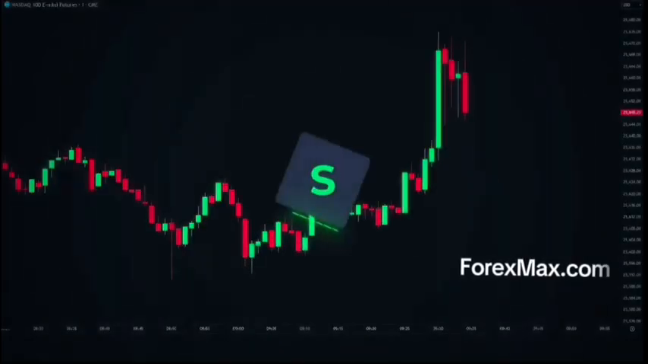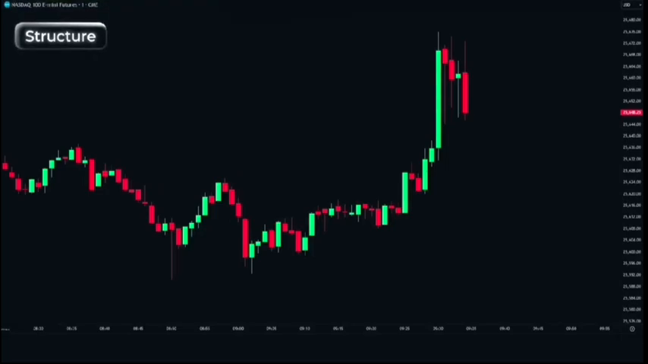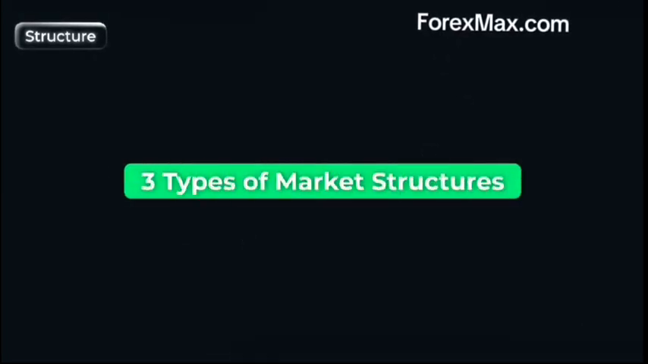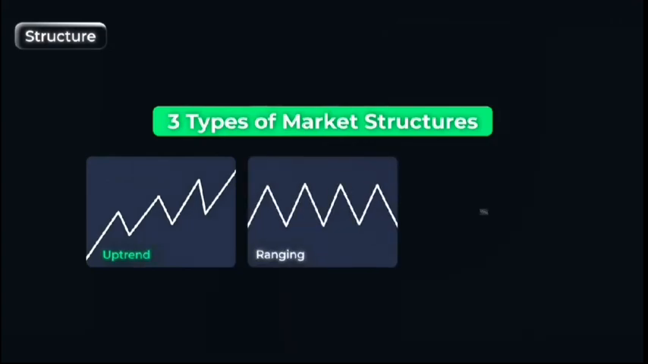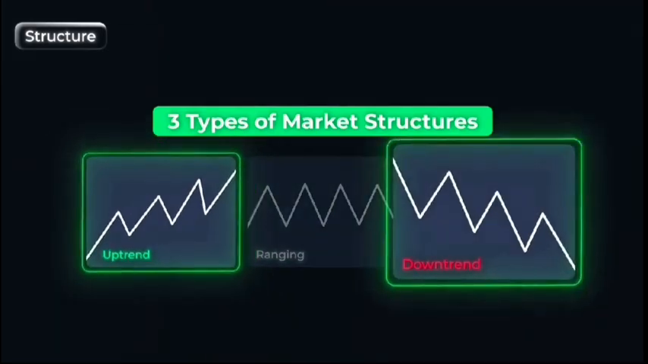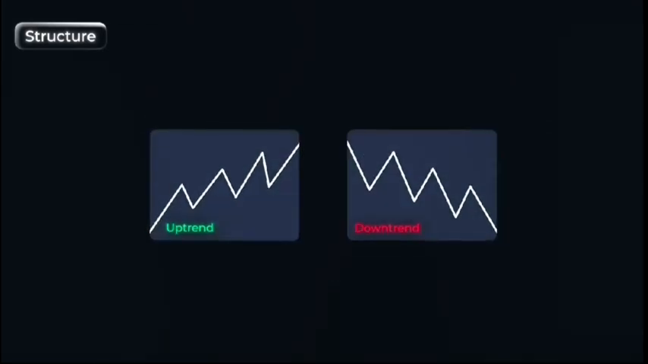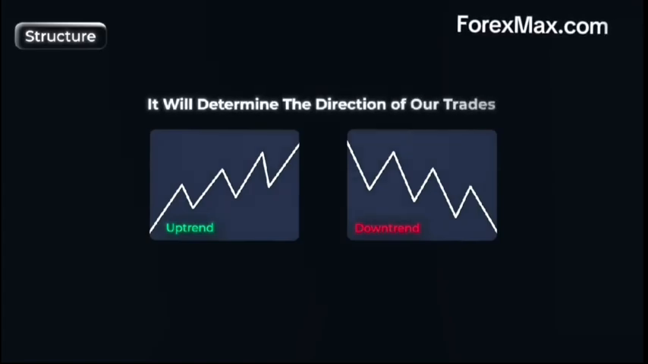First, we start with the S part, which stands for structure. So, what is structure? Structure simply means the direction of the market. There are 3 types of market structures: uptrend, ranging, and downtrend. In the SLC trading system, we only trade if the market is in an uptrend or downtrend, which means we don't trade during ranging markets. The reason we must determine the structure early on is because it will determine the direction of our trades.